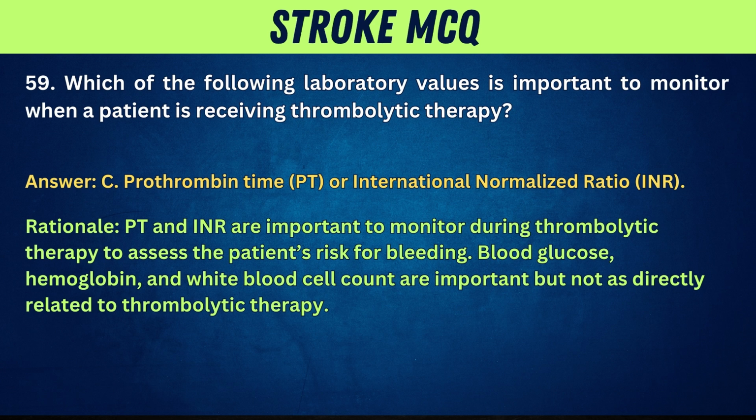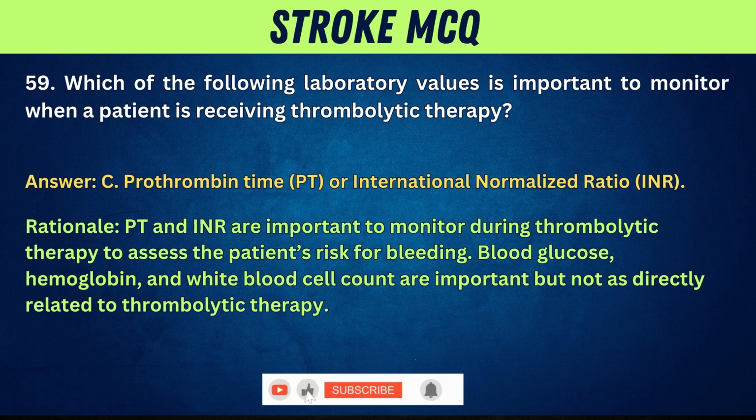PT and INR are important to monitor during thrombolytic therapy to assess the patient's risk for bleeding. Blood glucose, hemoglobin, and white blood cell count are important but not as directly related to thrombolytic therapy.